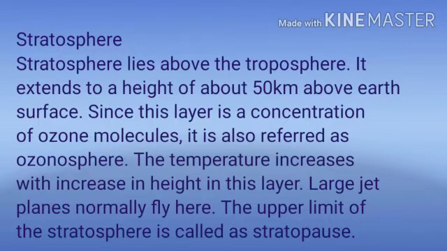Stratosphere lies above the troposphere. It extends to a height of about 50 km above the Earth's surface. Since this layer has a concentration of ozone molecules, it is also referred to as the ozonosphere. The temperature increases with increase in height in this layer. Large jet planes normally fly here. The upper limit of the stratosphere is called stratopause.